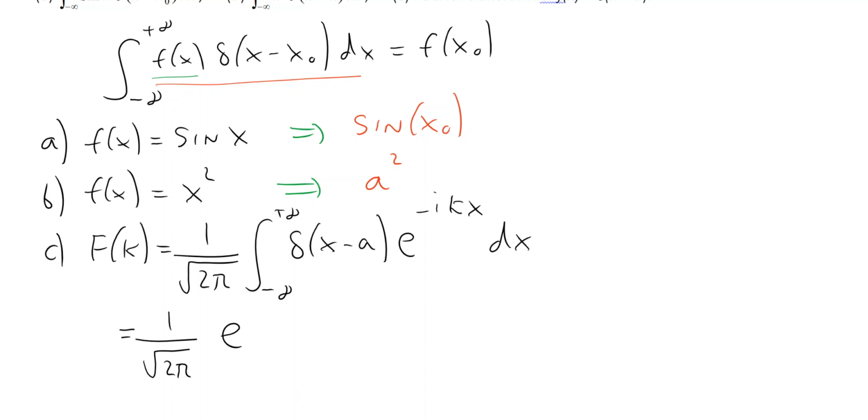So we get the exponential e to the minus i k, and then it's evaluated when x is equal to a. So that's the result for part C.